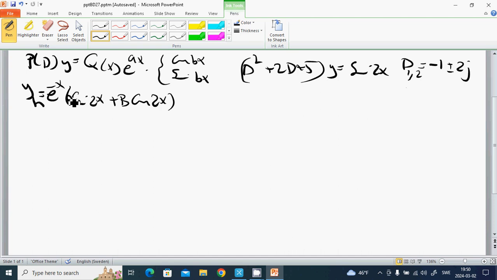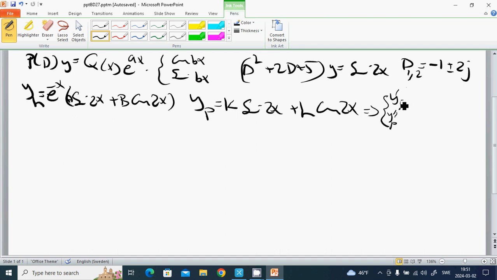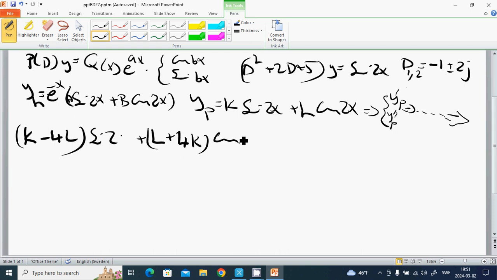Because this is the driving function, we take y_p equals k sin 2x plus l cos 2x, and we are going to have y' and y'' and put them here. Then we get (k - 4l) sin 2x plus (l + 4k) cos 2x equals sin 2x, and they correspond.